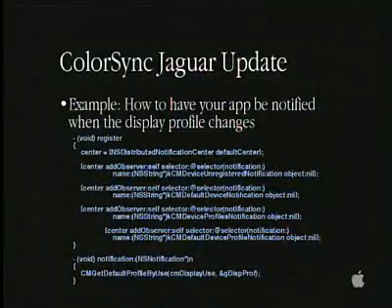To give an example of this in action, here's a brief code snippet that shows a common operation that people want to do. A lot of applications are matching data to the screen, and they need to know the profile for the main display. Again, what a lot of applications have done in the past is to periodically check to see if this profile has changed. Instead, you can install a notification handler.